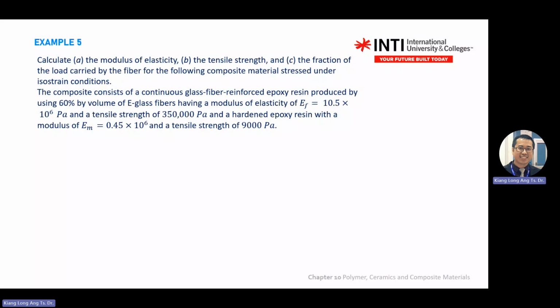Okay. Now I think today we look at isostrain, then we call it a day. So he asks you to calculate modulus of elasticity, three things: the load carried by the fiber for the following composite material stressed under isostrain condition. You are given the scenario. The composite consists of two things: fiber and resin, produced by using 60% fiber. So 60% fiber. You know 40% is matrix already.